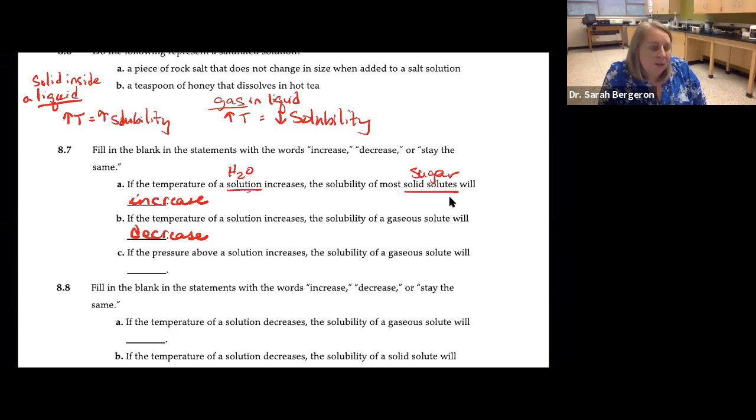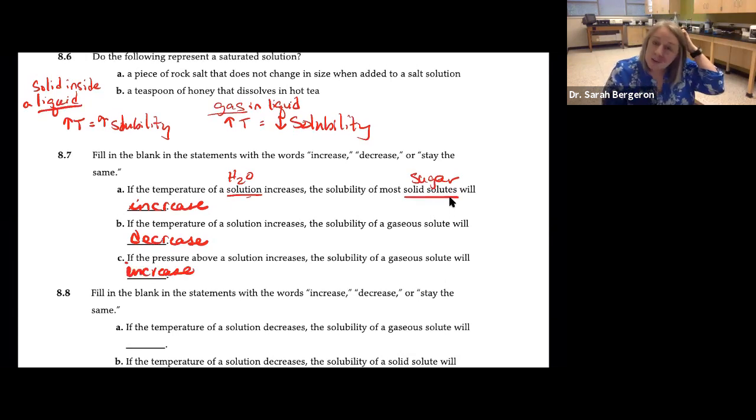That's why if you leave a soda can in your car and it gets really hot, and you open it while it's really hot, it's really going to make a mess. That's telling you that you have more gaseous particles, and so that increases the pressure. So if the pressure above a solution increases, what happens to the solubility of our gas? Well, if we increase the pressure, then we're going to make more of those gas particles go into that solution, and so you're going to increase it.